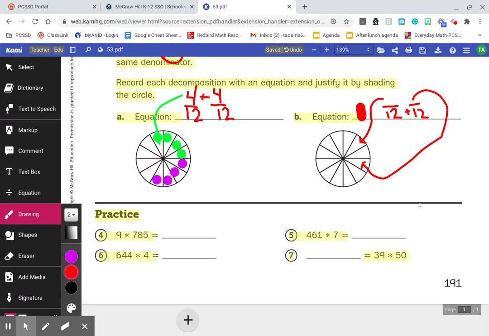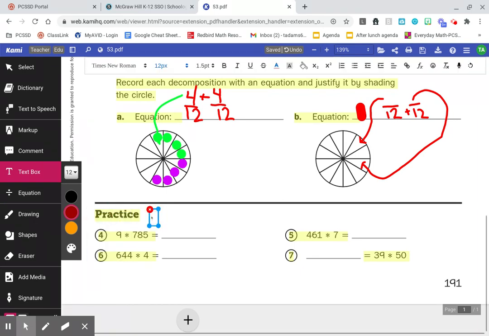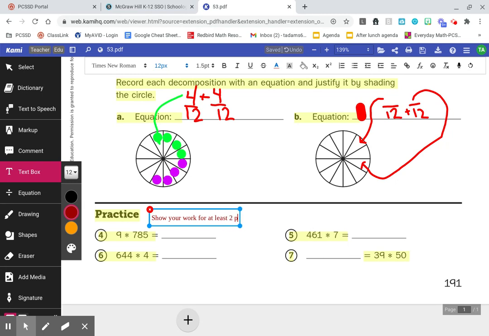Finally, guys, you're going to end with practice for multiplication today. We do not want to forget this strategy. You can use your partial products or your boxes, but show your work for at least 2 problems. I'm going to type that so we don't forget. Show your work for at least 2 problems. Once you're finished, submit.